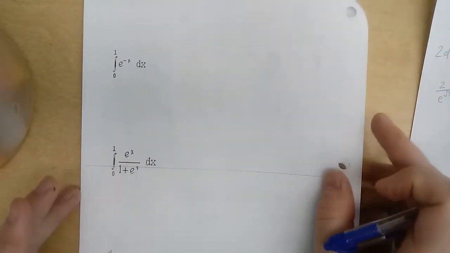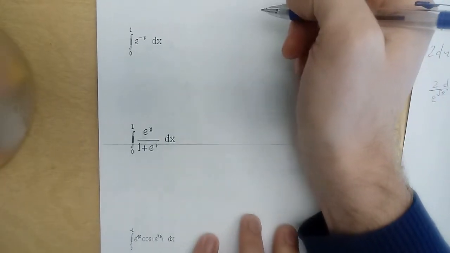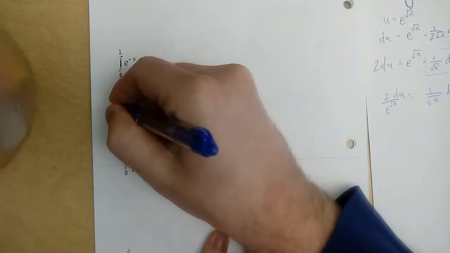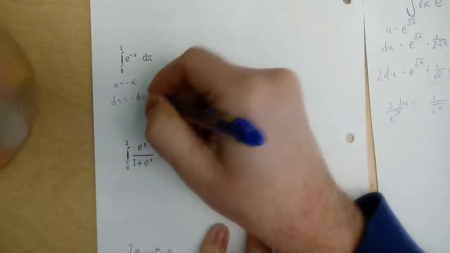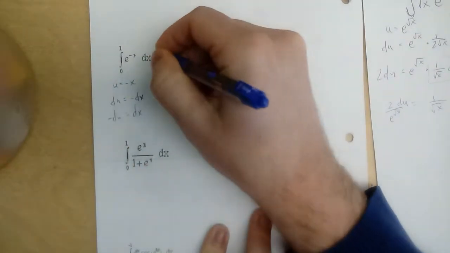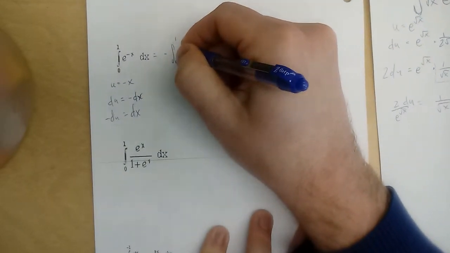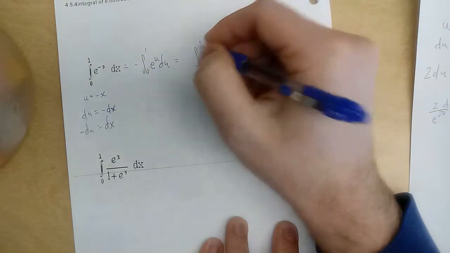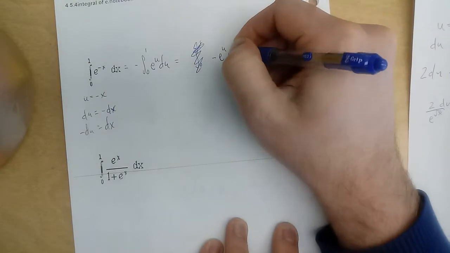All right. Oh, so now we just have bounds on them. So, dropping the difficulty level back down. If we set u equal to negative x, then du is equal to negative dx. So negative du is equal to dx. So this is equal to negative integral from 0 to 1 of e to the u du. So that's negative e to the u, evaluated from 0 to 1.